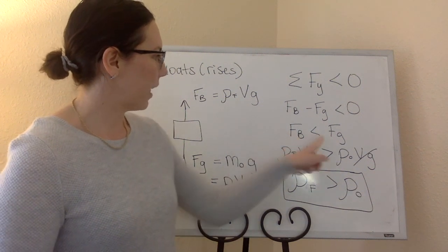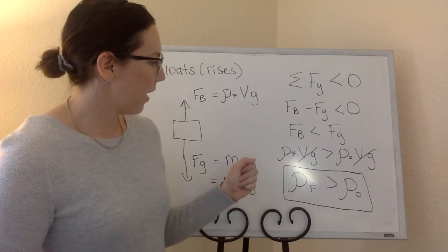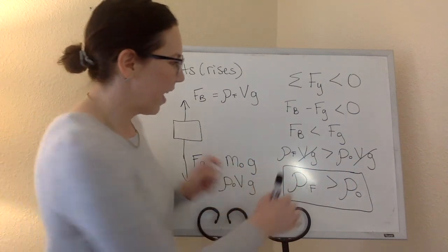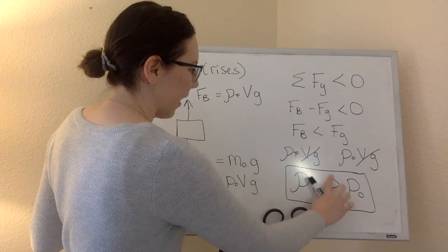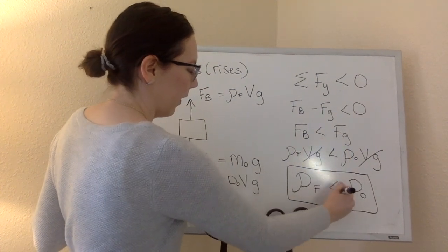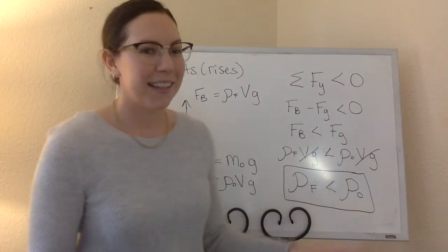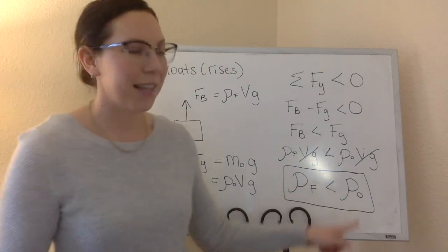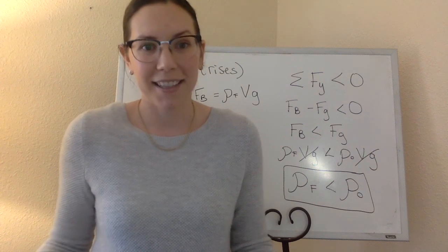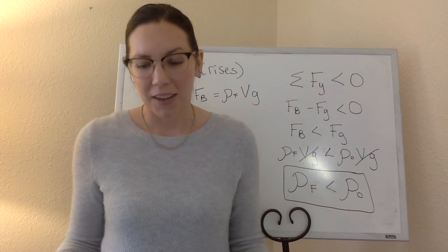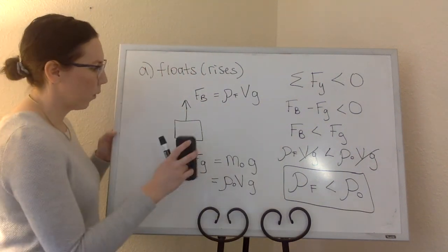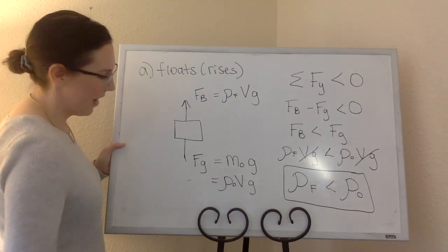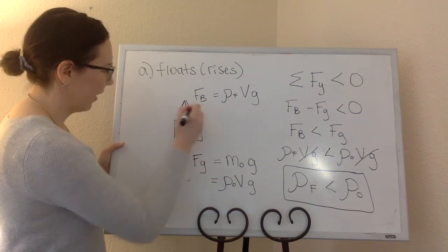And then we have FB less than FG, and plugging in the expression for each force, we end up with less than signs all the way down. So similarly, this means that if the object sinks, the density of the fluid is less than the object, or the object is more dense than the fluid. All right, one more case. What happens if the forces are balanced? So this object is submerged, and then it remains at rest.